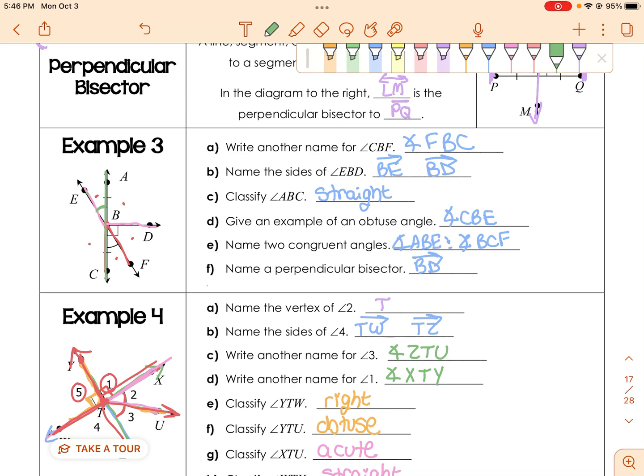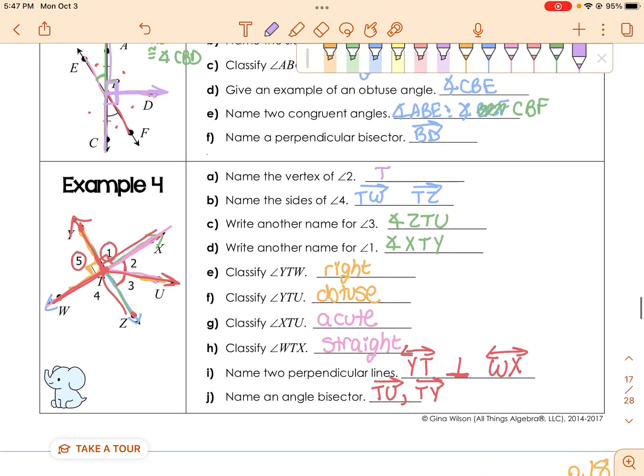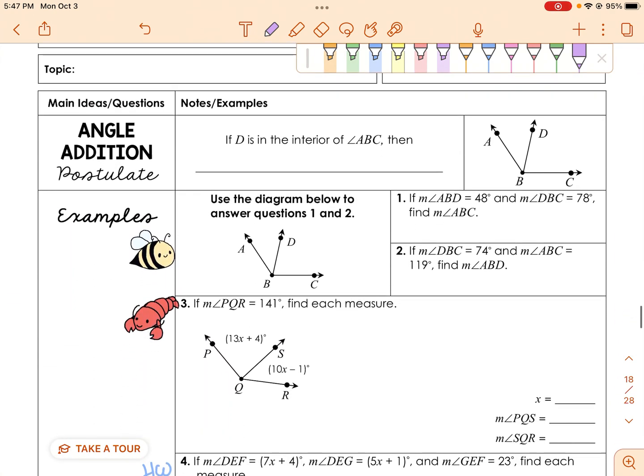Two congruent angles. Here we have the marks, right? So ABE and this should actually say CBF, sorry, or FBC. You could even say that these two angles are congruent because you know that these are both 90s. You could say angle ABD is also congruent to angle CBD. And then a perpendicular bisector would be this one here because it is perpendicular, creating these right angles, and it's kind of cutting this straight line in half. That's right, BD.